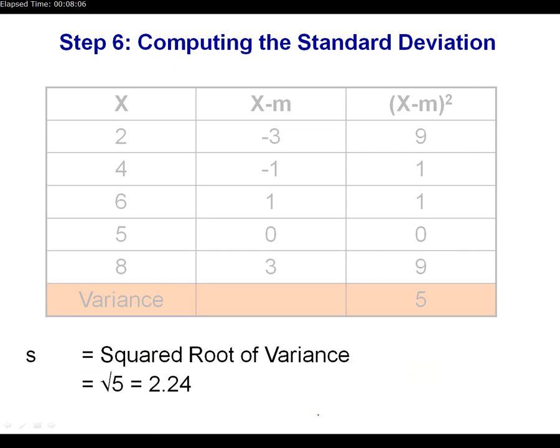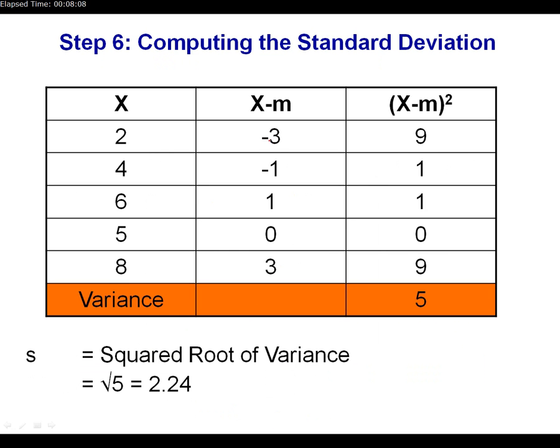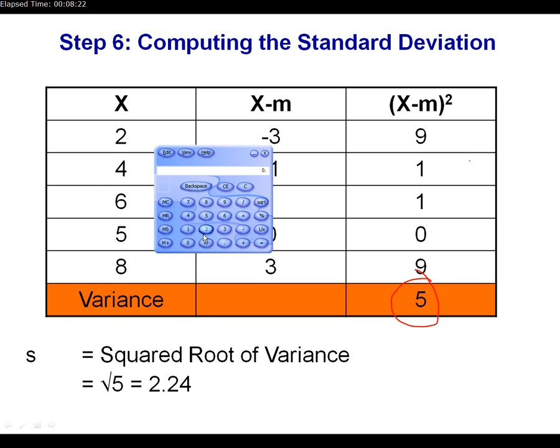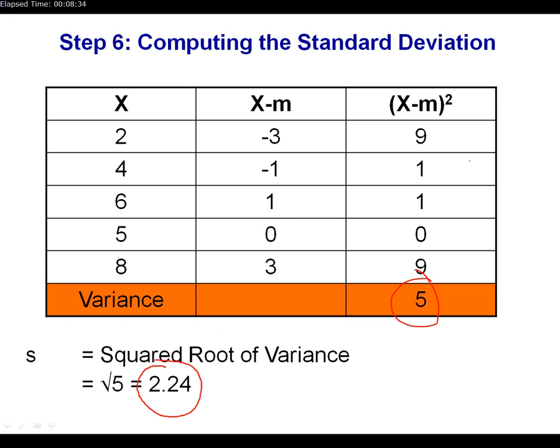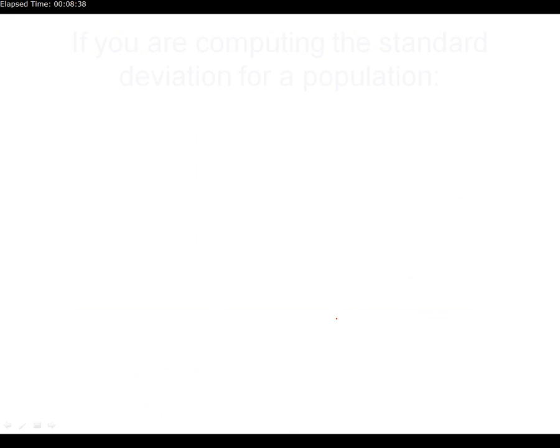And the last step is we're going to compute the standard deviation. So we're going to take the variance, which was 5, and we're going to take a square root. So let's get our calculator over here. We'll drag it over. We'll put 5 in, and we'll touch the square root function and find out that it is 2.236. When we round it out, it's going to be 2.24.